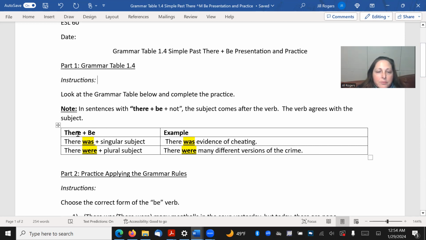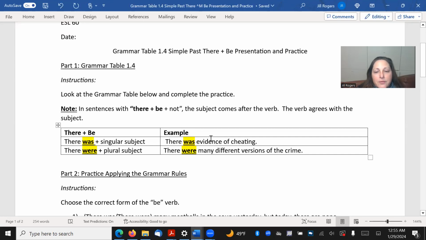Okay, here's our example. There was plus singular subject. And then there were plus plural subject. You know what singular means? Singular means there's only one. Plural means there's more than one. So here are our example sentences, first with the singular, simple past tense. So remember it's there plus be.